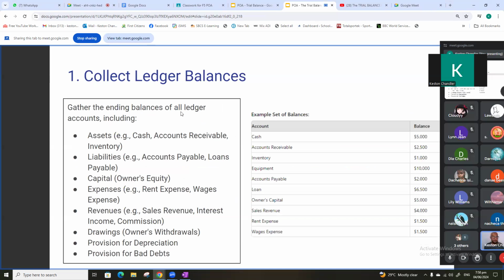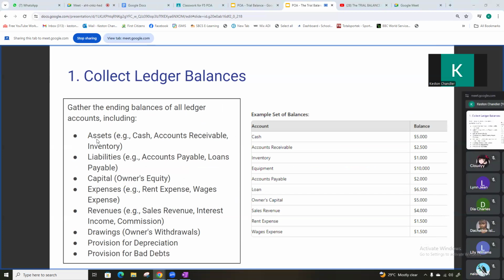So here's an example of ending balances of ledger accounts, right? So you collect all of your ledger balances, right? Let's say, for example, you have assets, you have liabilities, capital, expenses, as I mentioned, revenue, sales revenue, interest income. So let's just say a business has a fixed deposit account, or it has some sort of mutual fund where they save money. If they receive interest on that money that they save in it, that's a form of revenue.